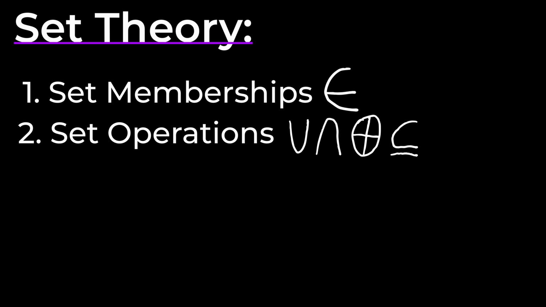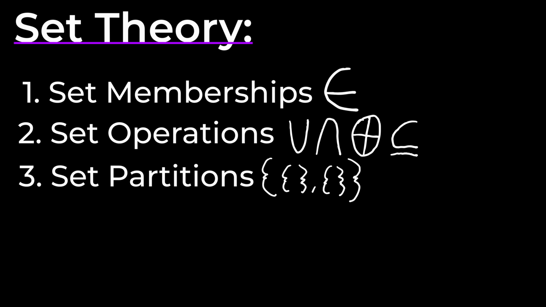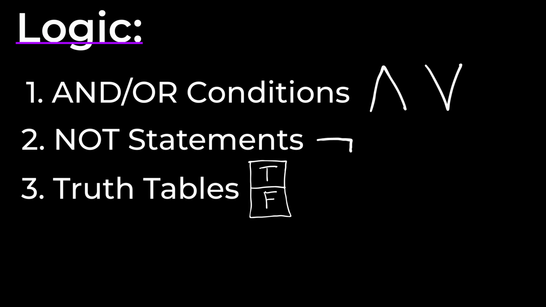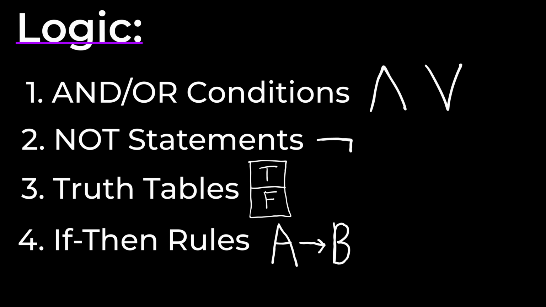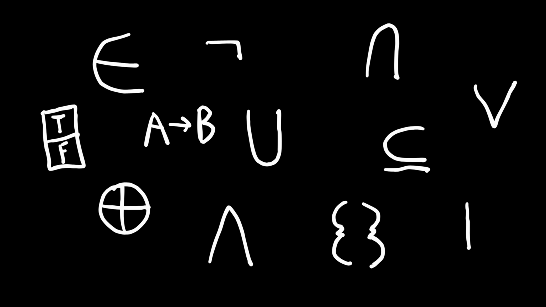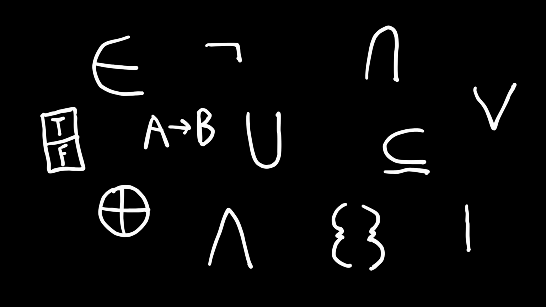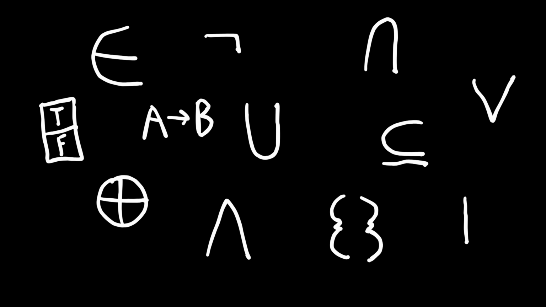When it comes to set theory, there's 3 key ideas you need to understand: set memberships, set operations, and set partitions. And by the end of this video, you'll understand what all of these symbols mean. When it comes to logic, we'll focus on and or conditions, not statements, truth tables, and if-then rules. These tools are what make firewalls work under the hood, turning technical rules into mathematical logic. Once you understand how firewalls make decisions using math, you'll not only be better at configuring them, but you'll also be better at thinking like a firewall.